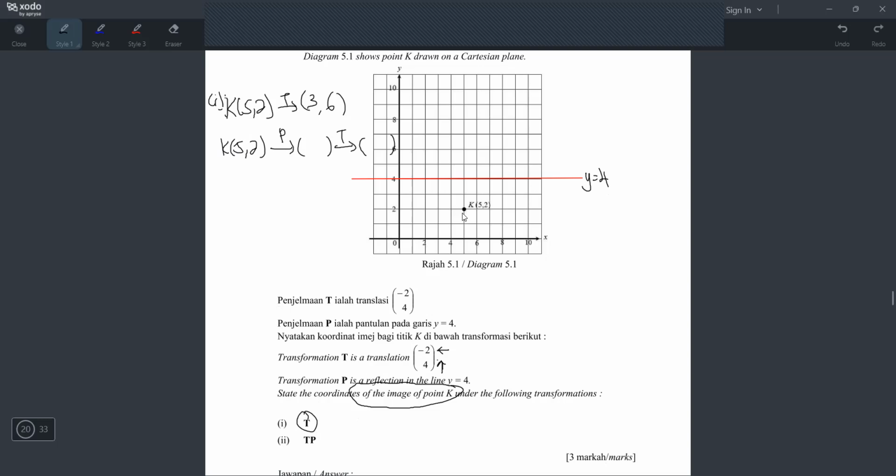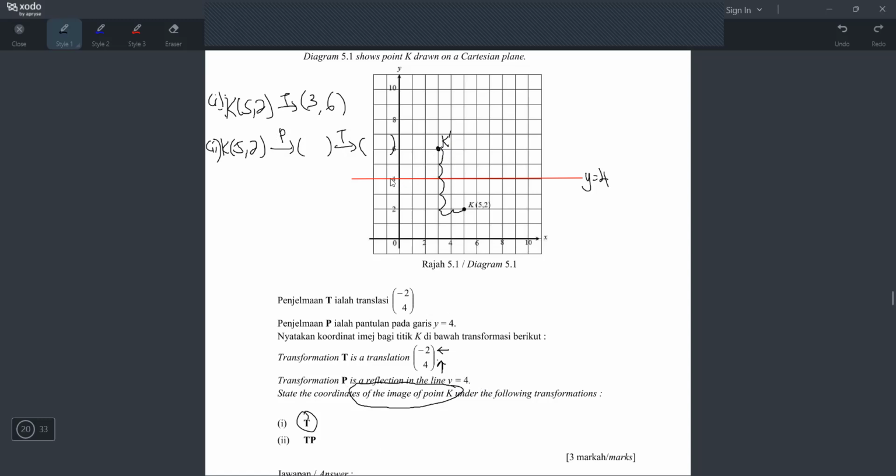Okay, let's count the boxes. Oh, excuse me. Okay, I take point K. Left 2, right? So 1, 2. And then up 4. So 1, 2, 3, 4. And as you can see, I will write here K prime. So it is at (3, 6), which is exactly the same. Okay, that's the method. Okay, question number 2. What does number 2 say? Do P first. Okay, P is reflection in the line y equals 4.